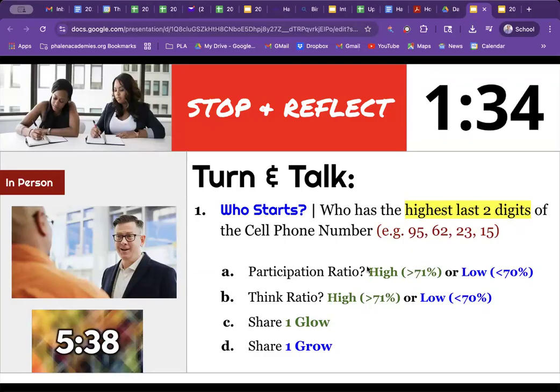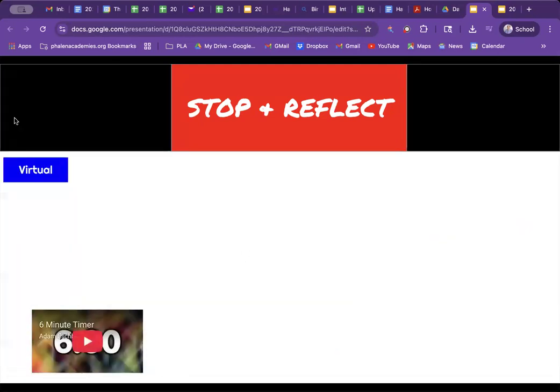And was the participation ratio high? Was the think ratio high? And we'll share one glow and one grow. All right, we're going to give you 2 minutes to do that. Go ahead and get started.